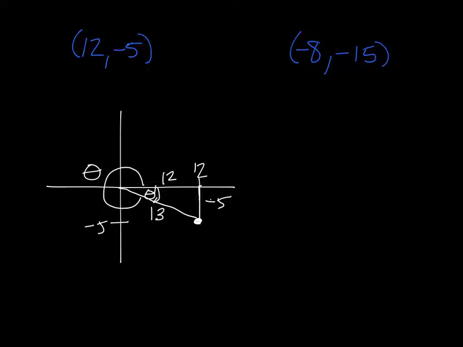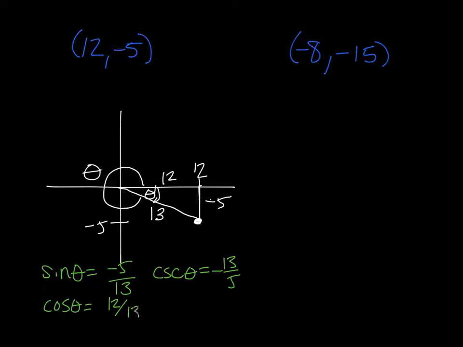So then, if we go through and find sine of the angle, it's opposite over hypotenuse. So then cosecant is going to be the reciprocal. And I'm going to be checking positives and negatives, so make sure you do that correctly. Cosine is adjacent over hypotenuse, and secant's the reciprocal. Tangent is opposite over adjacent, and cotangent is the reciprocal.